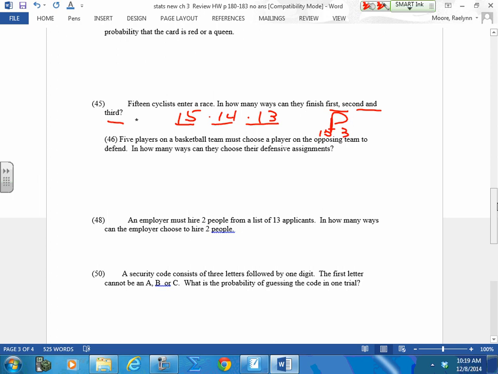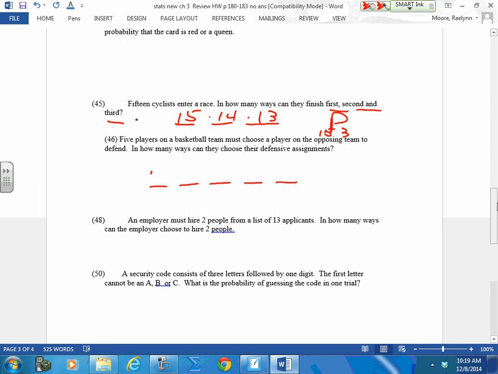5 players, that's easier for me to read it down here. 5 players on a basketball team must choose a player on the opposing team to defend. In how many ways can they choose their defensive assignments? How many players are on the other team? 5 factorial. So you could set it up this way first.